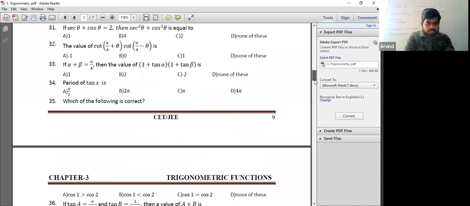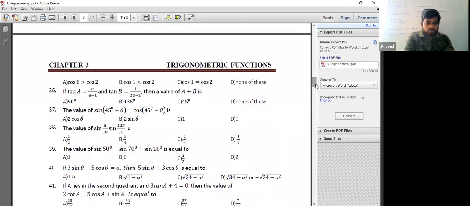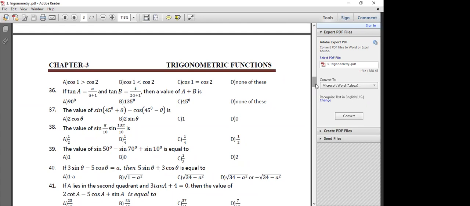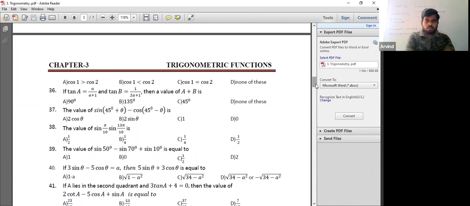Which of the following is correct? Cos 1 is greater than cos 2. Cos 1 is less than cos 2. Cos 1 is equal to cos 2. None of these. Which will be the correct answer? Option A, sir. Option A, very good. You? Option B, sir. Option A.